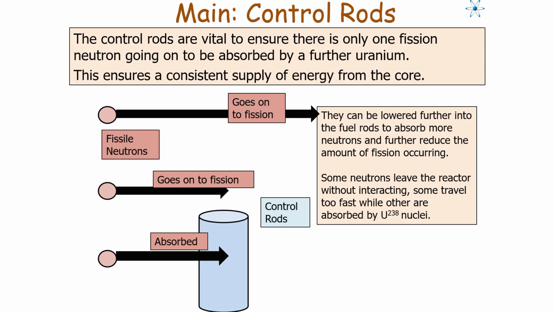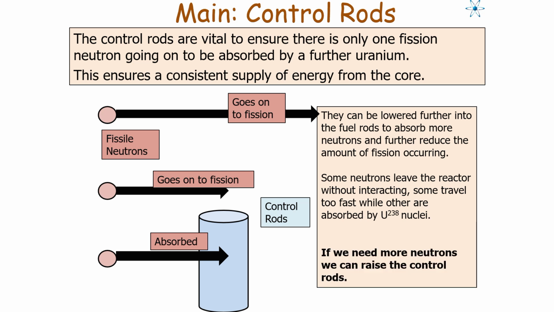Now, also as well, some neutrons leave the reactor and some travel too fast, while others are absorbed by uranium-238. So it's not an exact science that the control rod itself needs to absorb 2 out of every 3. Now, if we need more neutrons, we can raise our control rods further. So if the fission rate's dropping, we can actually pull our control rods out of the reactor vessel.